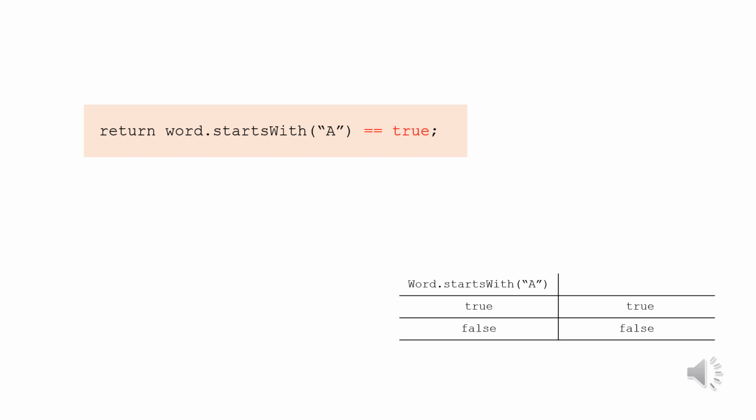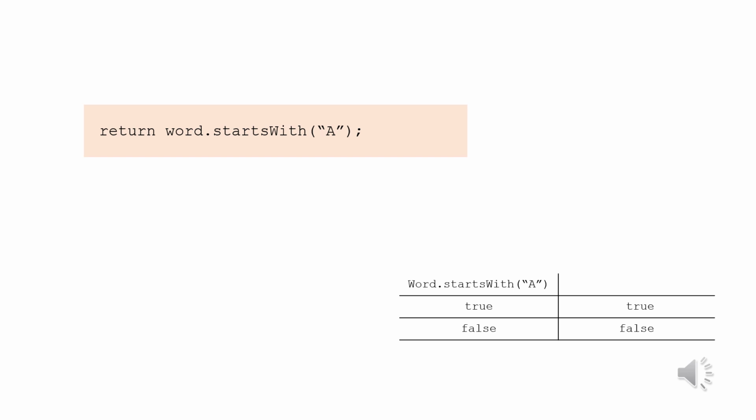However, this code is not perfect yet, and that's because of this explicit comparison with true, equal to true. We should remove it because it's some sort of repeated code. This condition, word starts with A, will evaluate either to true or false. So we don't need to compare true with true. So I'll go ahead and remove that.